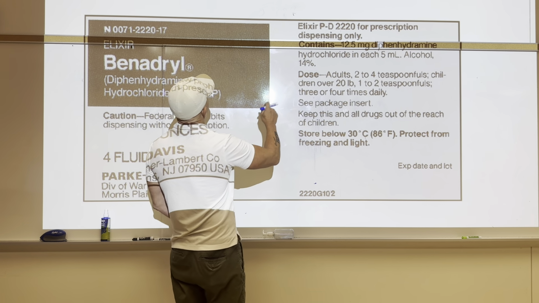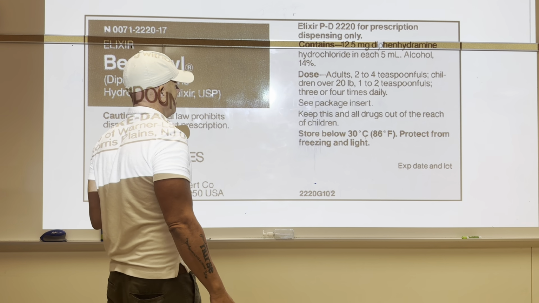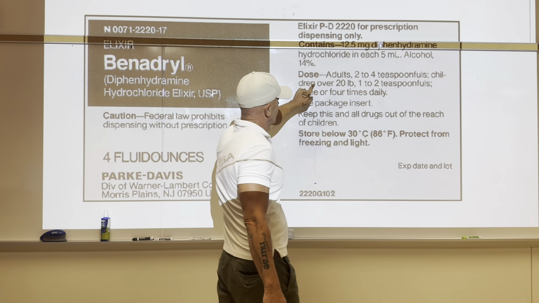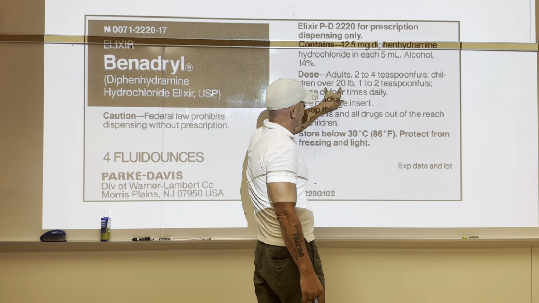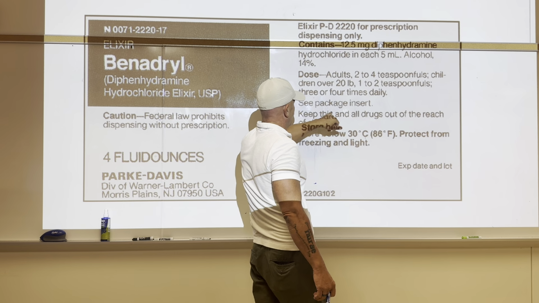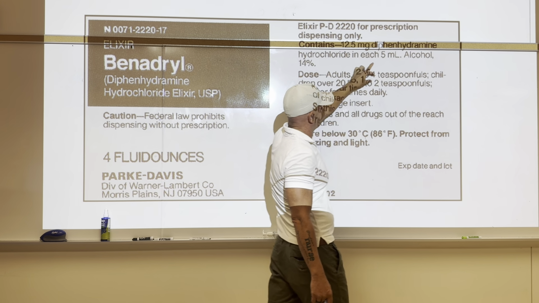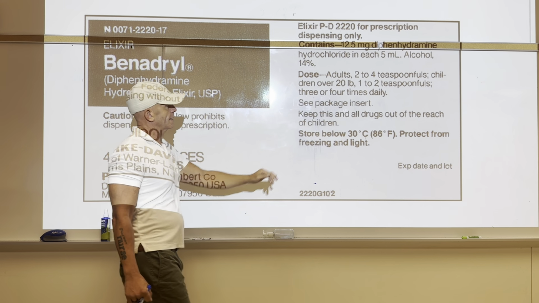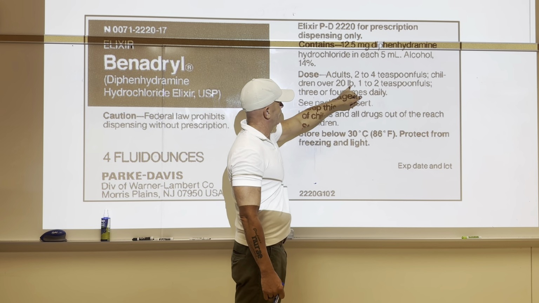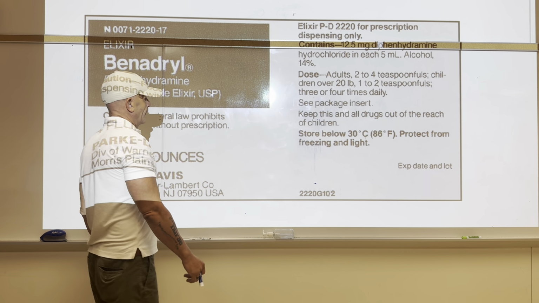You've got Benadryl elixir, 15 milligrams PO, okay? Now, dose, adults, 2 to 4 teaspoons per day. Children over 20 pounds, 1 to 2 teaspoons a day, 3 or 4 times daily, all right? All of these can be given 3 to 4 times daily, okay? Because it says adults 2 to 4, children 1 to 2, 3 or 4 times daily. That's your general instructions, okay?